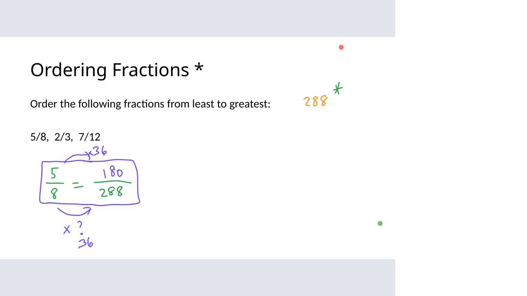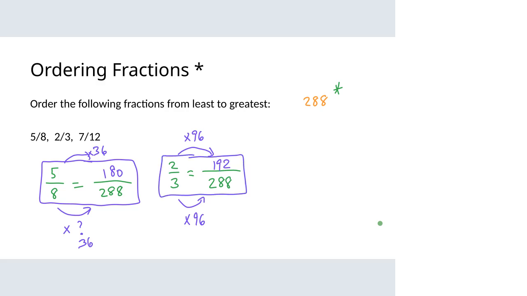Then we'll do this with 2/3. 2/3 is going to be something over 288. And here again, I don't know what to multiply 3 by to get 288, but I can divide 288 by 3. And I'm going to have to multiply by 96. And if we multiply by 96 on the bottom, we'll have to multiply by 96 on the top. 96 times 2 will be 192. And so 2/3 is the same as 192 over 288.